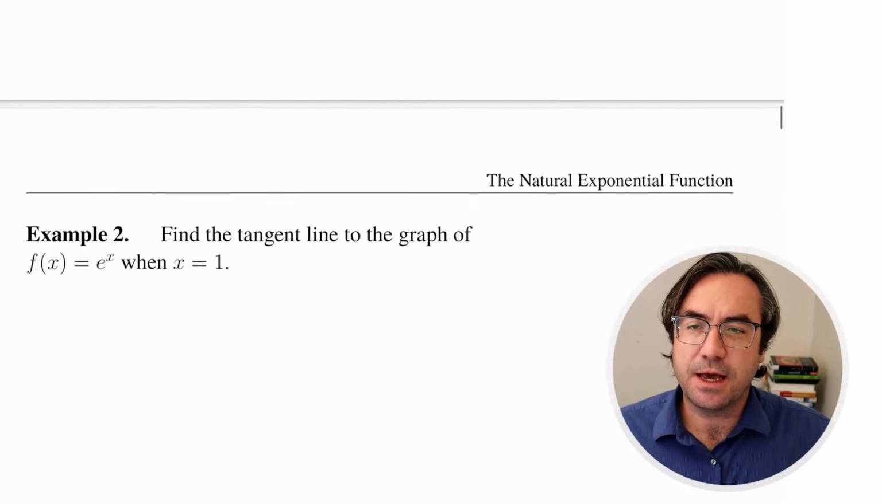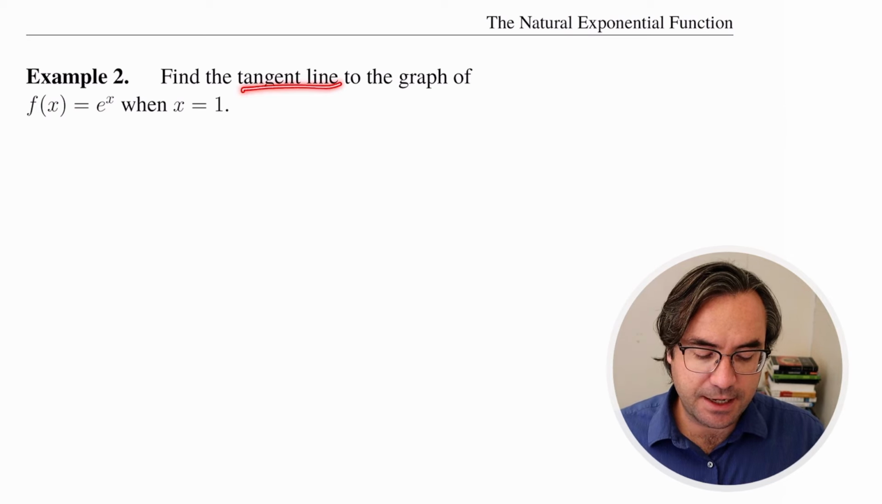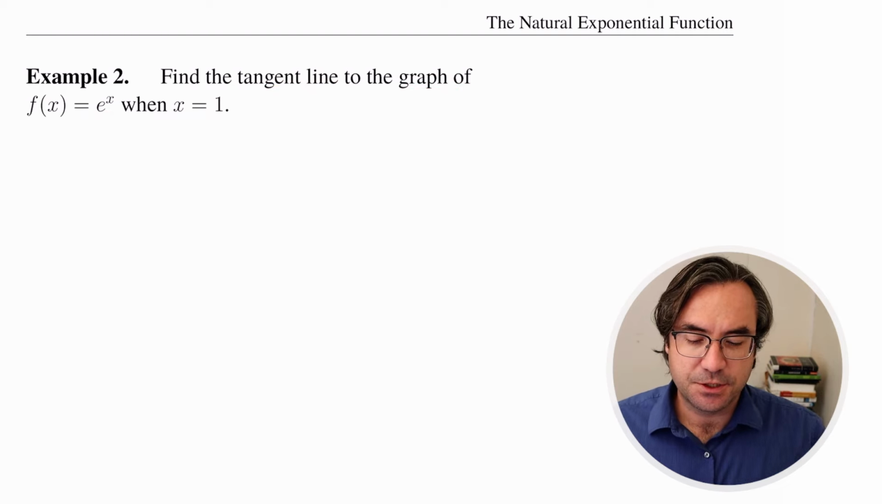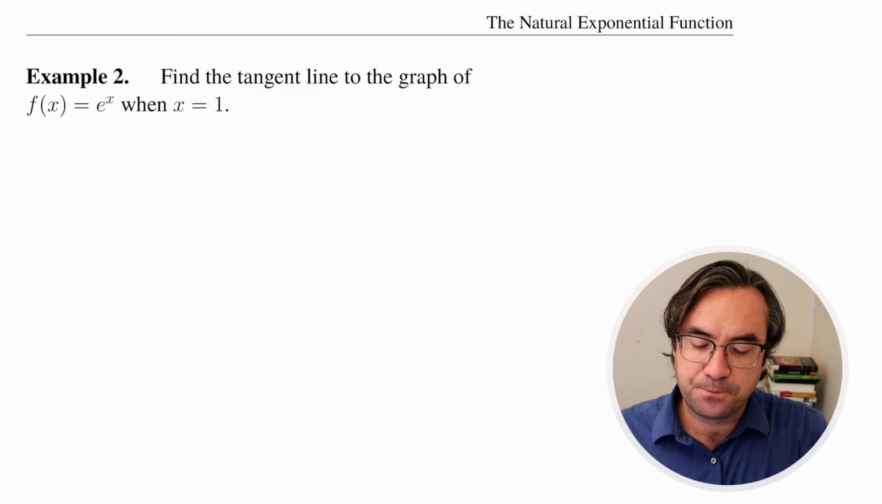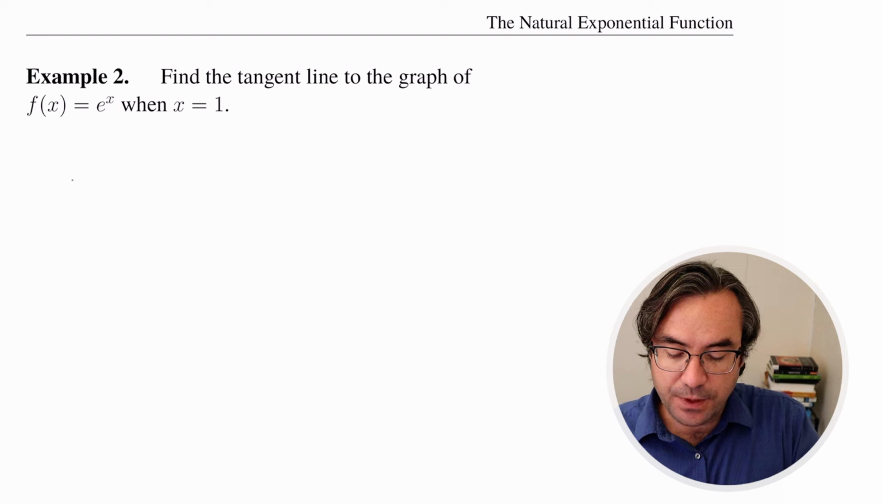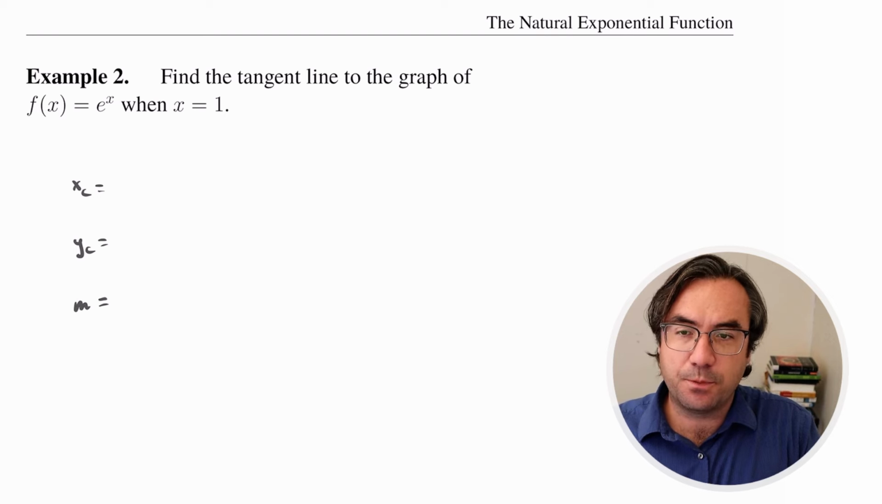So let's look at example 2. We want to find the tangent line to the graph of e to the x when x is equal to 1. So let's remember, this is kind of review. How do we find the equation of a tangent line? Well, there's three things we need. We need the x-coordinate for our point, we need the y-coordinate for our point, and then we need the slope of our point.